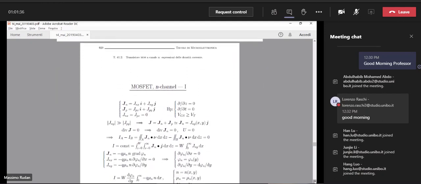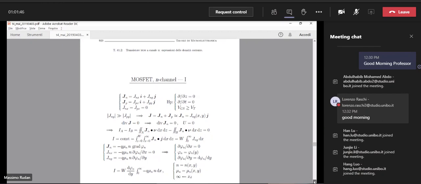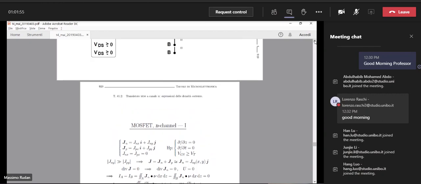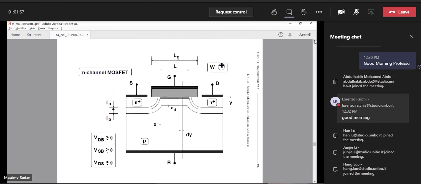Now, the purpose is to calculate the current. That is, we want to calculate the current flowing from drain to source depending on the voltages. So we expect that in this device there is only one current, the current that flows into the drain through the channel and goes out of the source.